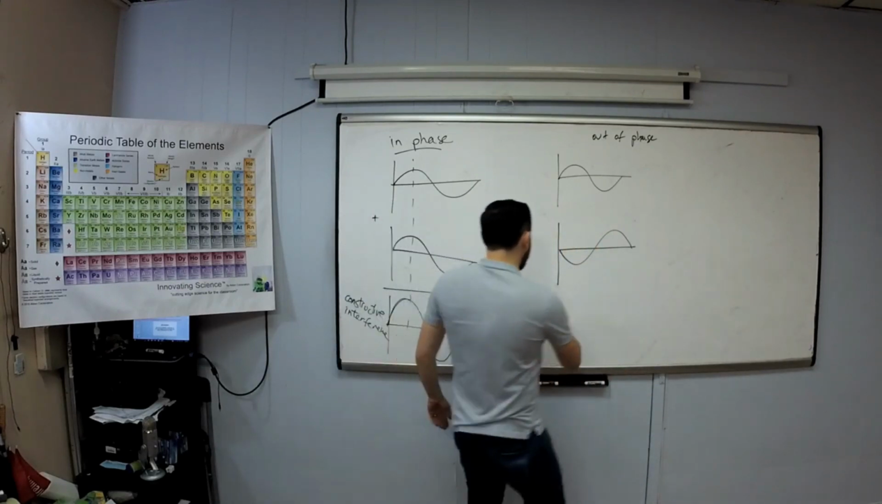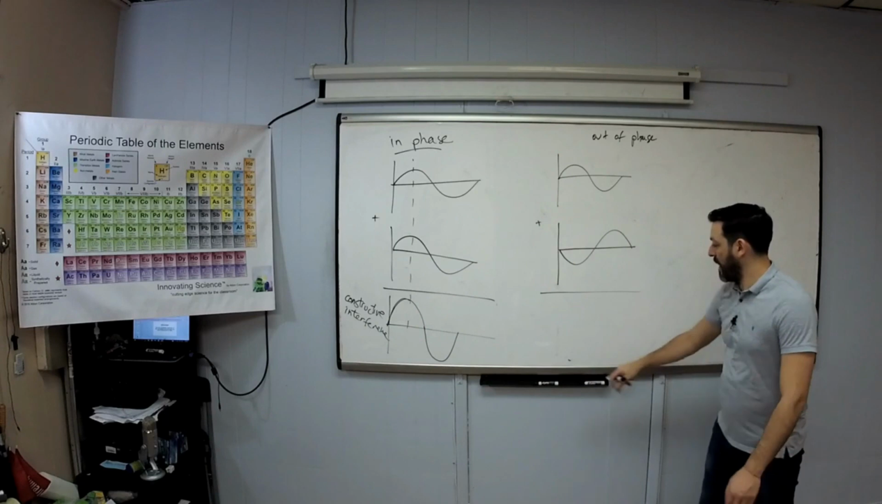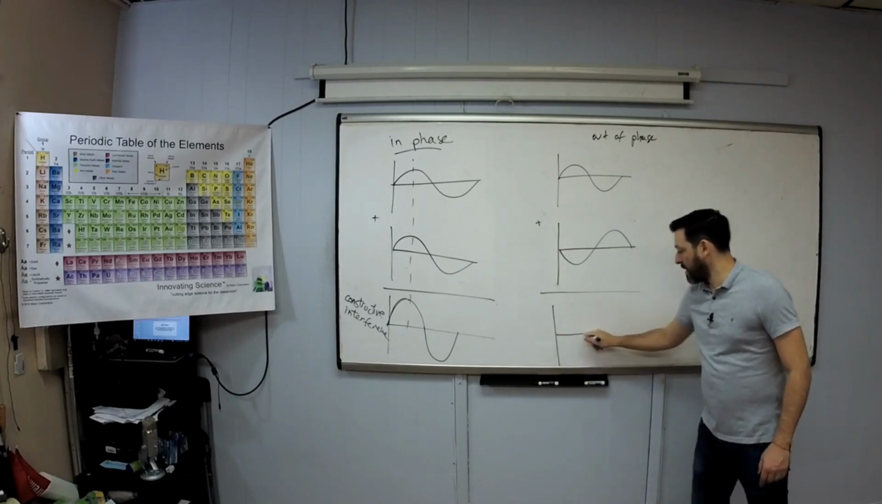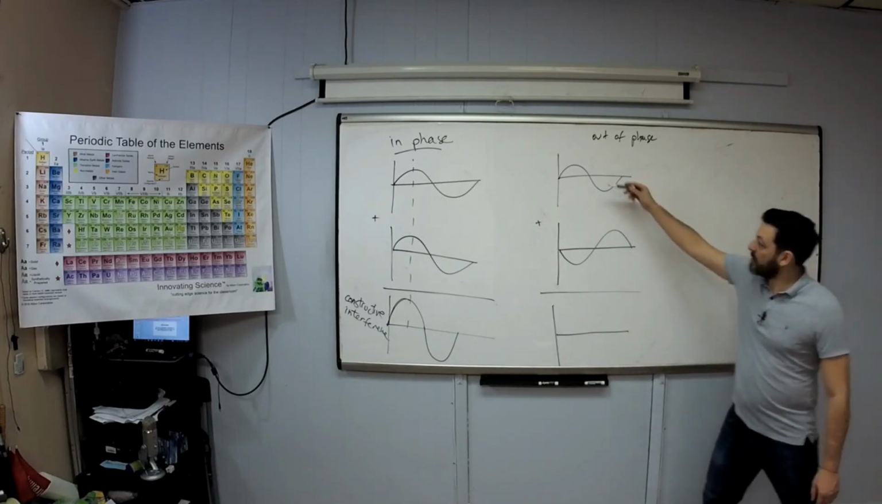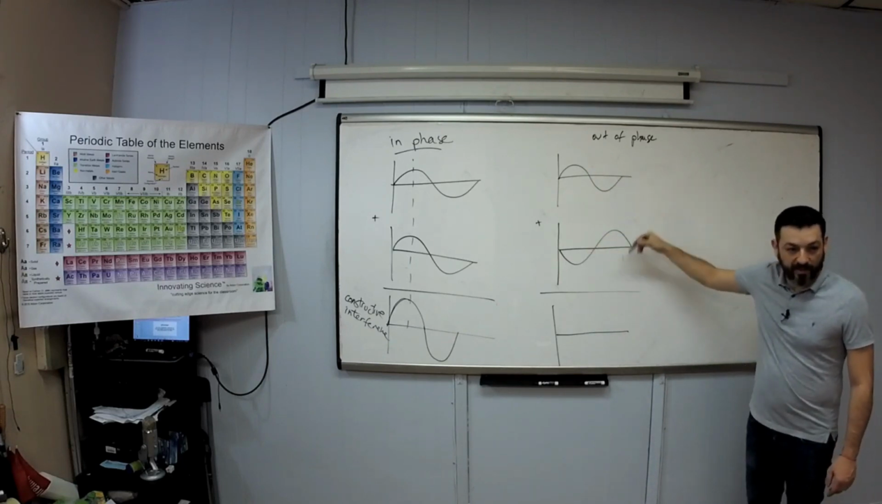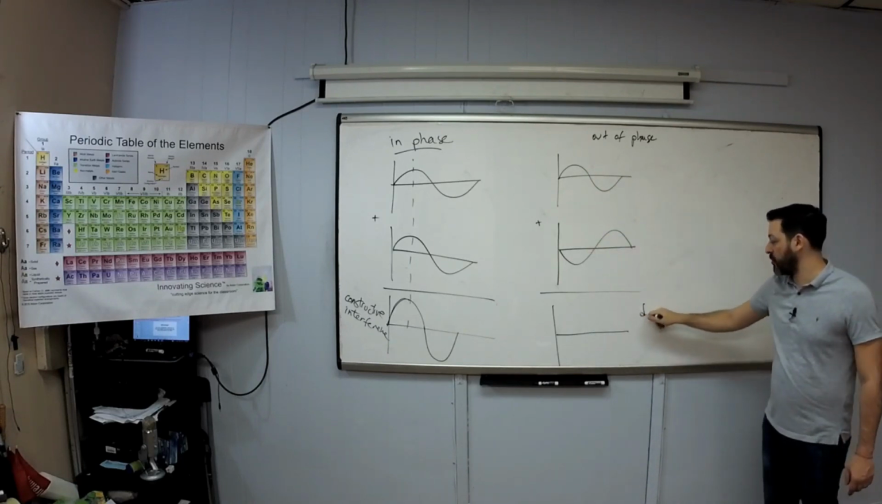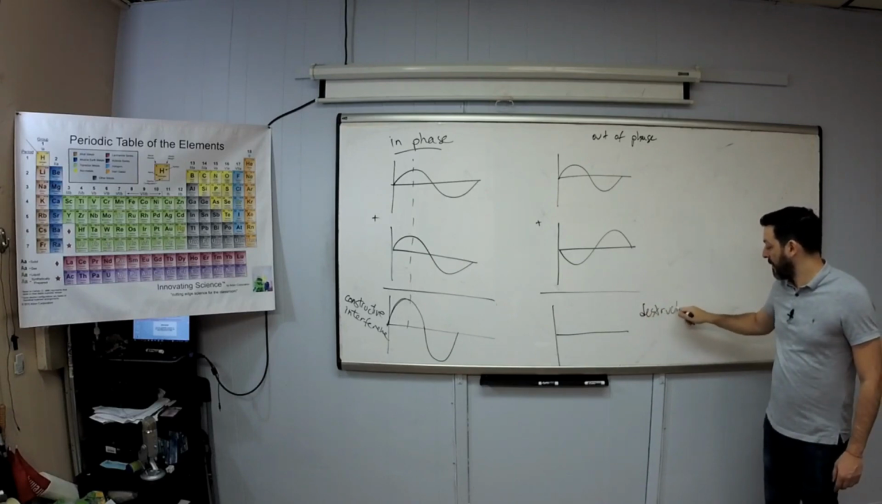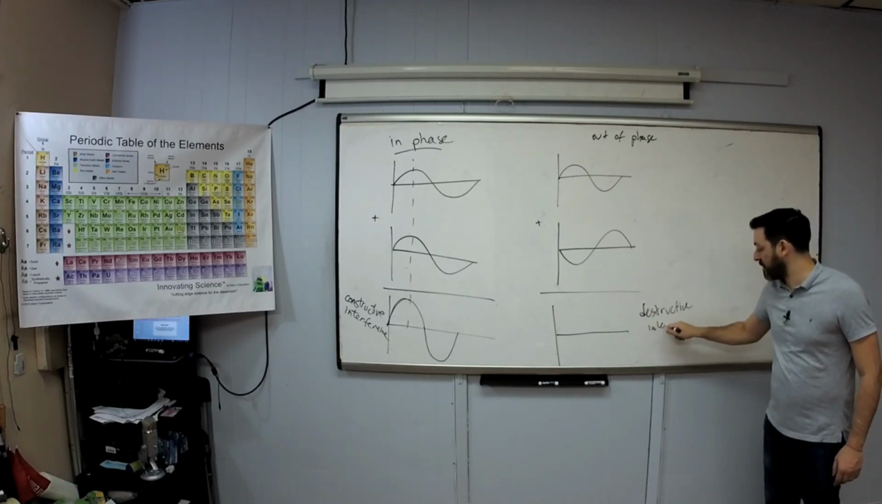When they're perfectly out of phase, if you add these up, what do you get? Could you guess? What happens when you have a plus 1 and a minus 1? You get a 0. What happens when you have a minus 1 and a plus 1? You get a 0. This is called destructive interference.